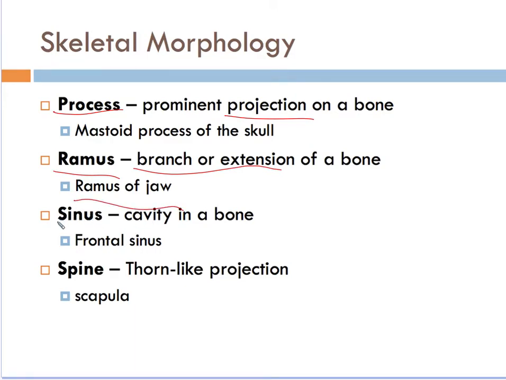The sinus, so you get sinus headaches, sinus infections. These are cavities or openings or spaces that aren't solid bone. They're actually filled with air. For example, you have a frontal sinus, which is found in your frontal bone, which is right on your forehead. And then your spine is a thorn-like projection. And so you have what's known as the spine of the scapula, which we are going to look at and discuss.